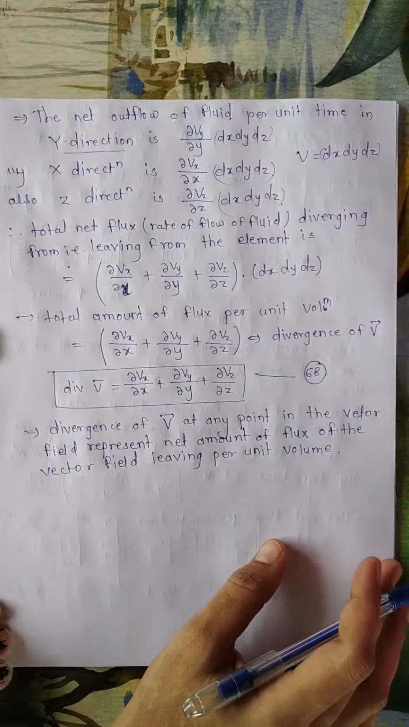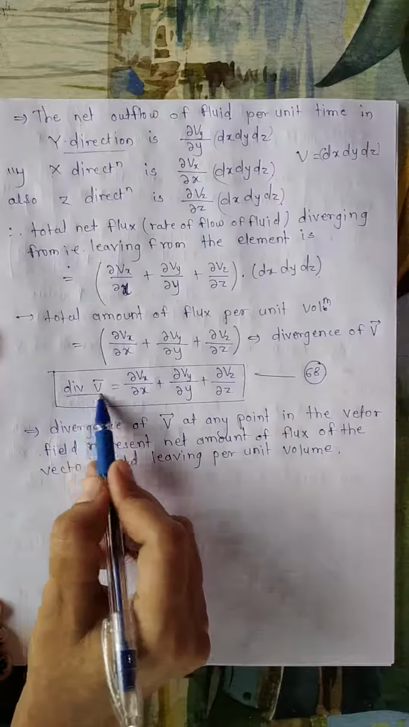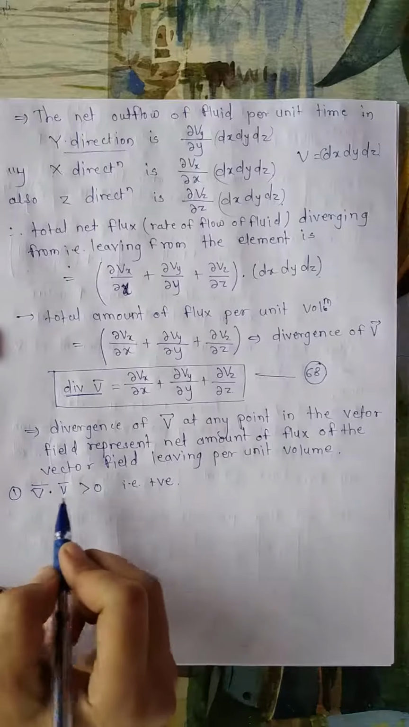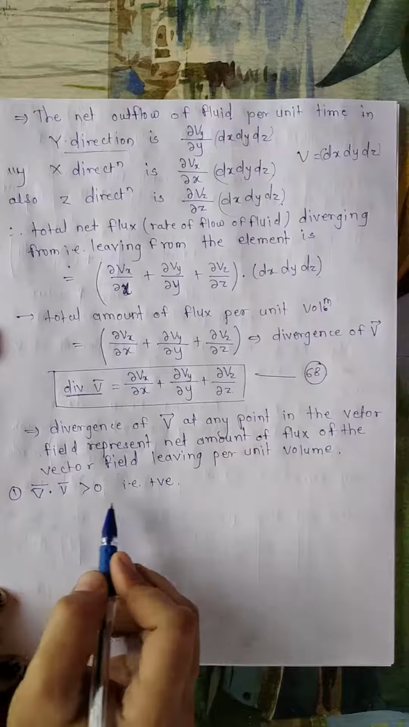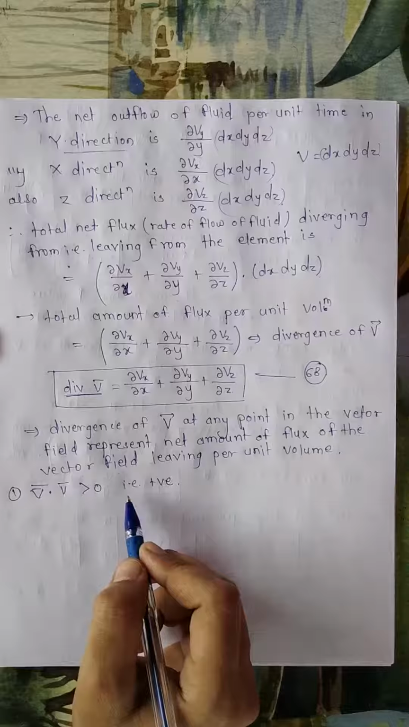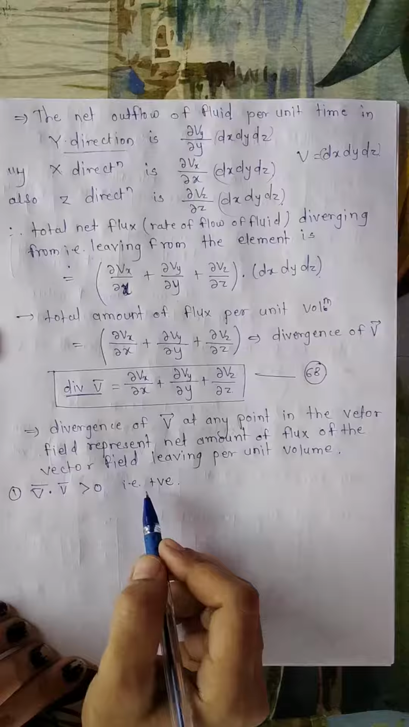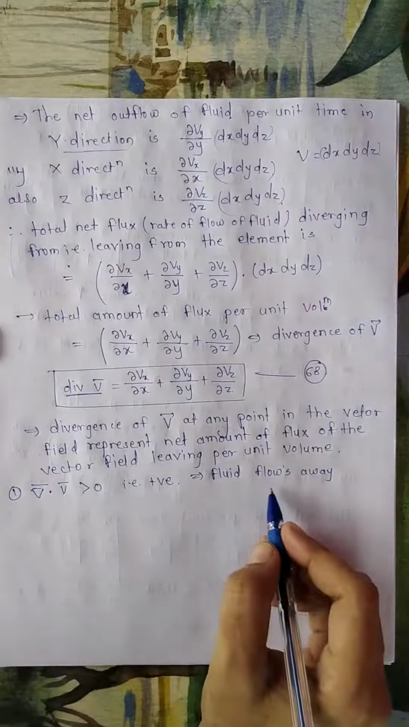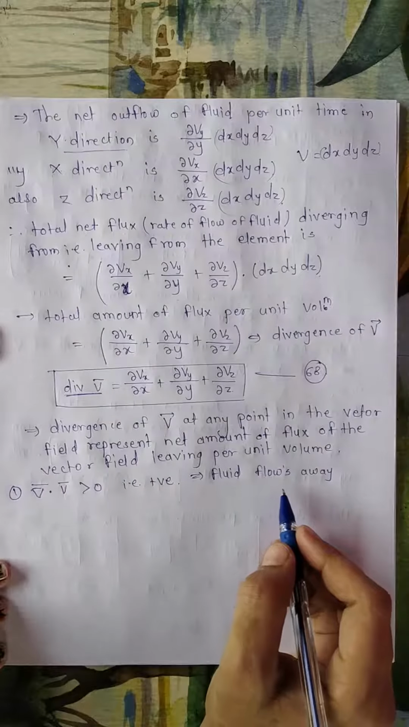Now there are three cases: if your divergence is positive, if it is negative, and if it is zero. Let's see what it means physically. First case: when the divergence of a field exists at a point and its value is positive, then it represents the rate at which fluid is flowing away from that point per unit volume. Whenever divergence is positive, fluid will flow away from your reference point.